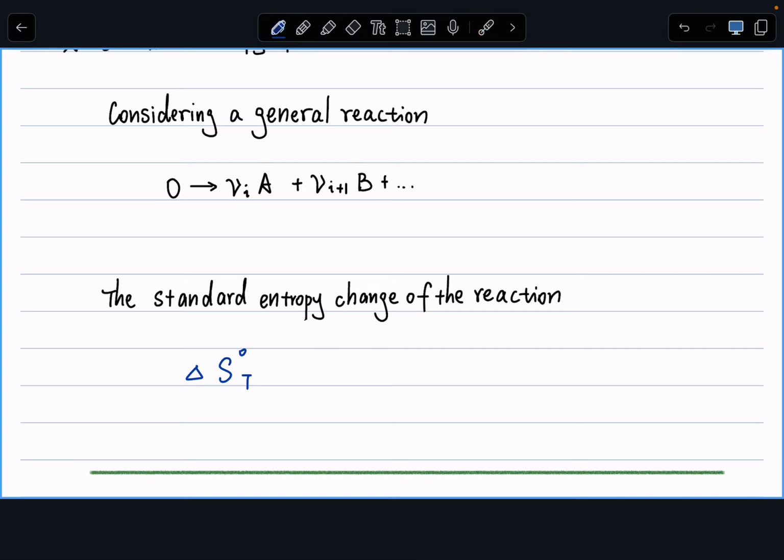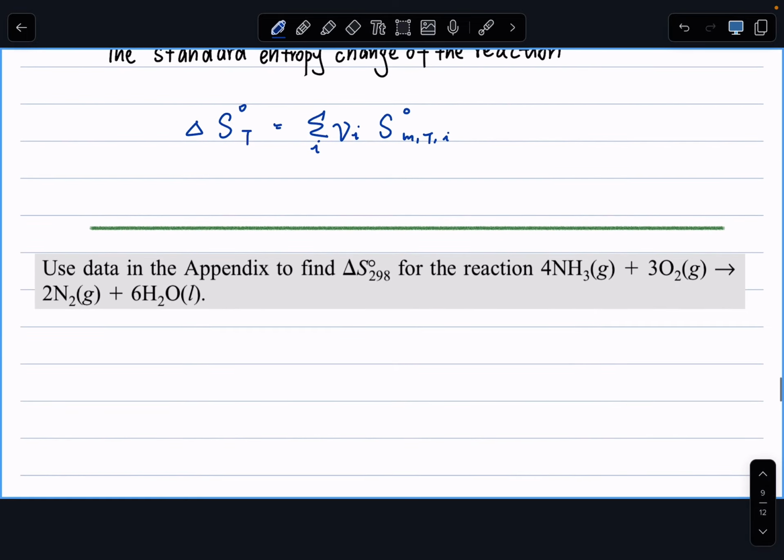So delta S naught gives us the sum of my stoichiometric coefficient times the standard conventional molar entropy of that species i at a certain temperature. All right. So the application of this equation will be to use the appendix data to find out the delta S naught of the reaction.